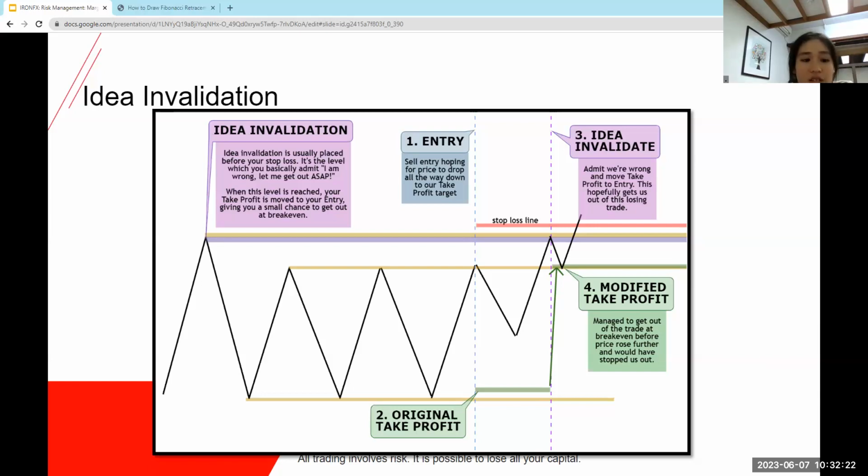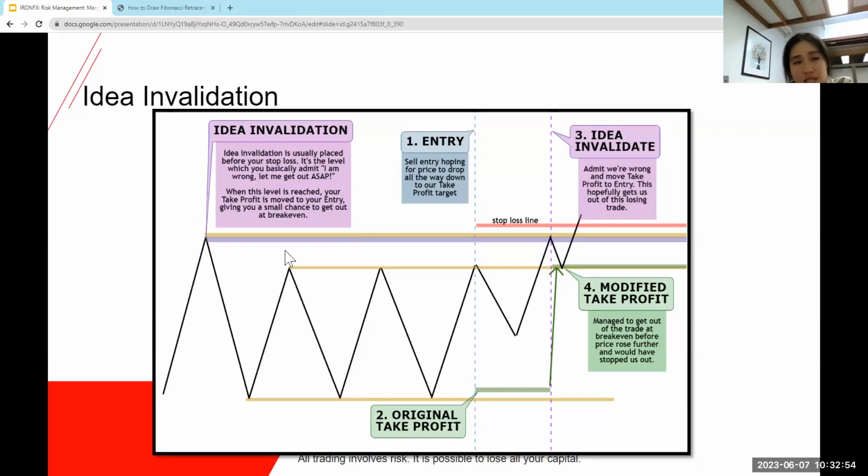Okay, so if we take a look at this example here, it says idea validation is usually placed before your stop loss. So it's the level which you basically admit you are wrong, get me out ASAP. When this level is reached, your take profit is moved to your entry, giving you a small chance to get out at break even. So let's take a look at our entry first.